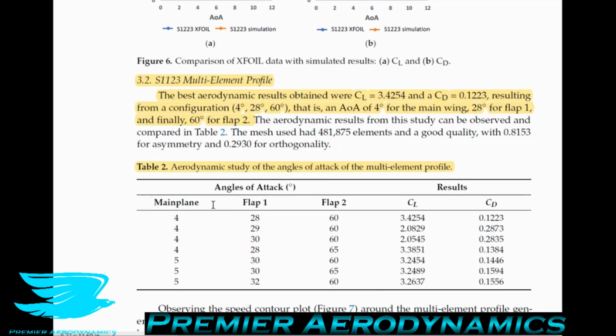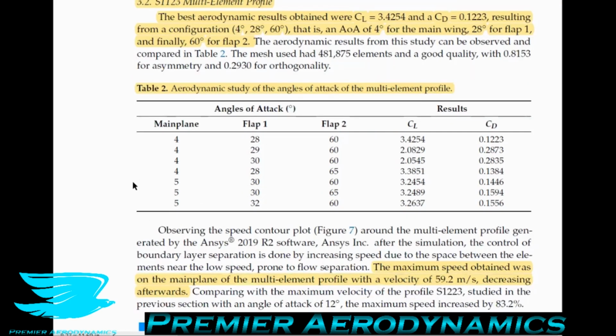Now, one thing that's interesting to me is in table 2, they show the effects of the different angles of attack for the different flaps, in 2D, I should remind you, and their effects on the lift and drag coefficients. So interestingly, when we have the main wing at 4 degrees, then the second element at 28 degrees, then the third element at 60 degrees, we get really nice results. The lift coefficient is 3.4, the drag coefficient is 0.122.